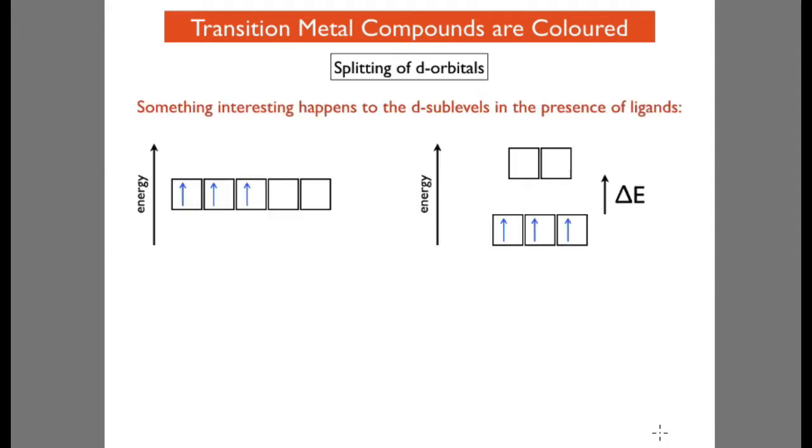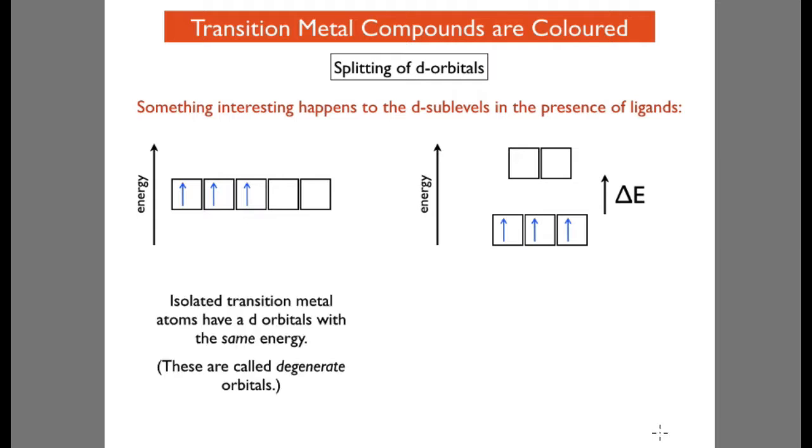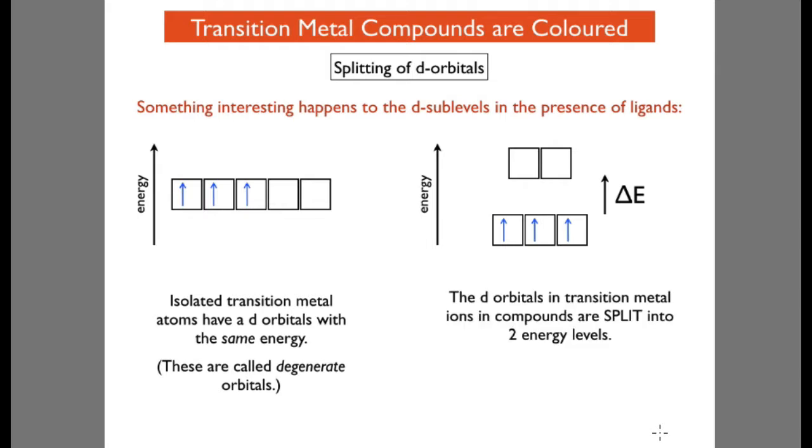And something really interesting happens to the d sublevels in the presence of ligands. There's splitting of d orbitals. In the isolated transition metal, so when it's on its own, the atoms have d orbitals with the same energy. These are called degenerate orbitals. Degenerate means they all have the same energy. The d orbitals in the transition metal ions in compounds are split into two energy levels. And you can see this on the right, the 5 orbitals there split into 3 and 2, and there's an energy difference between them.